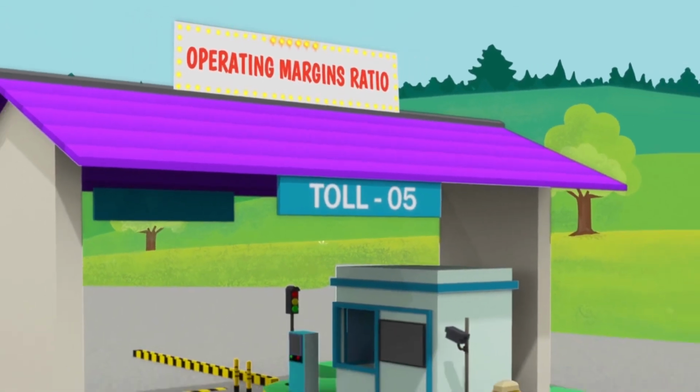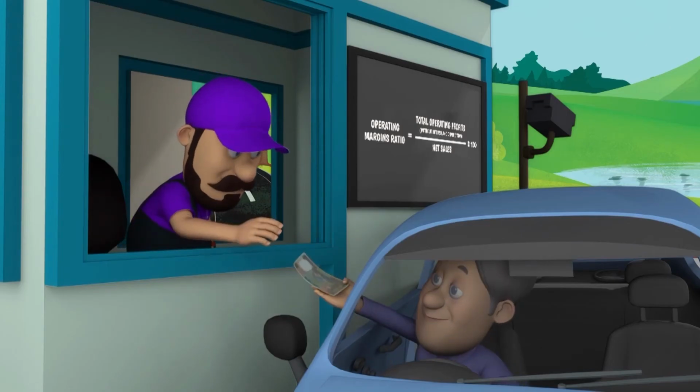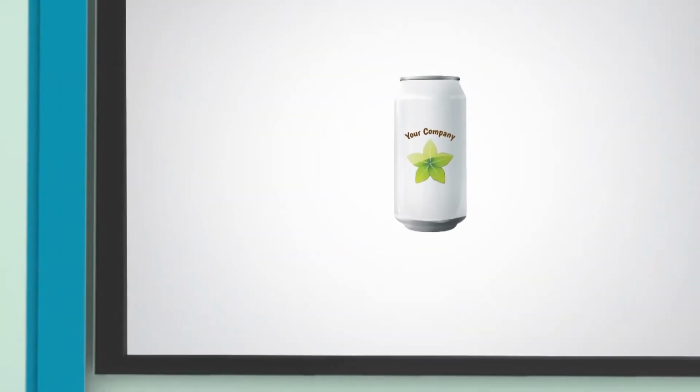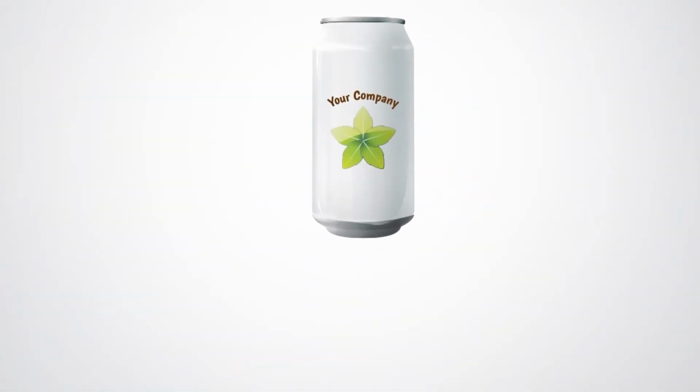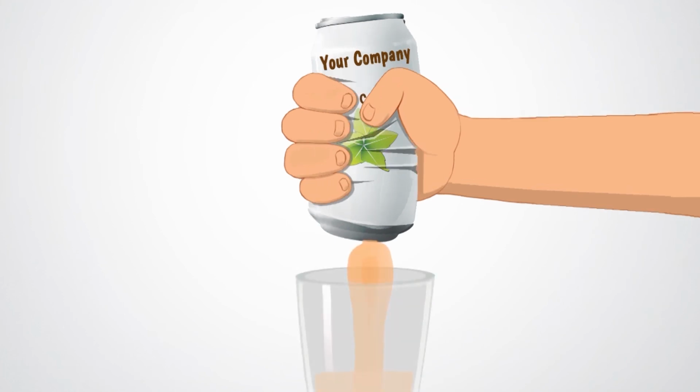The last important ratio is that of operating margins. This ratio denotes the profitability the company is able to generate from its core operations. The higher the operating margins, the better it is for the investors.